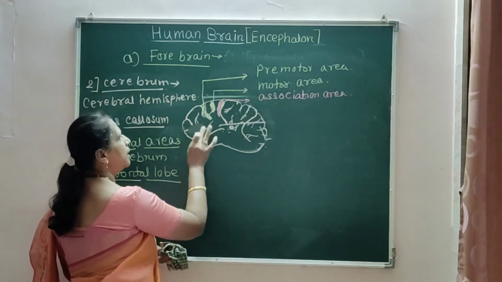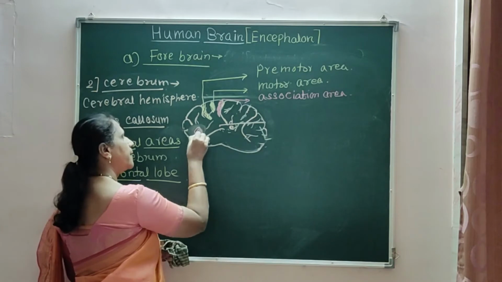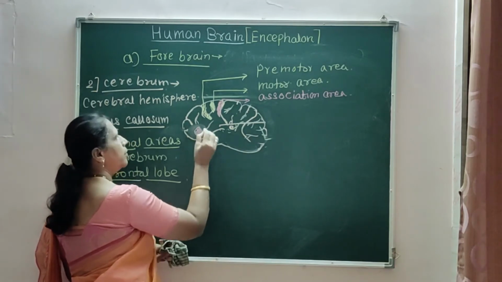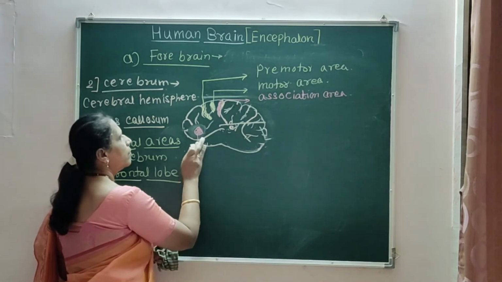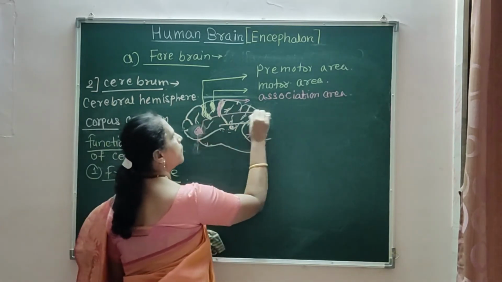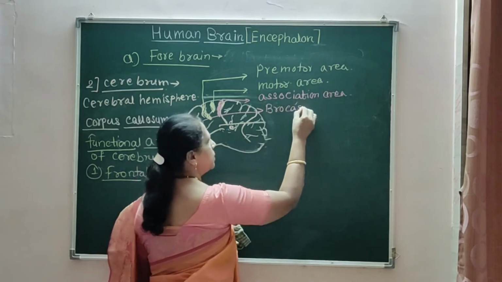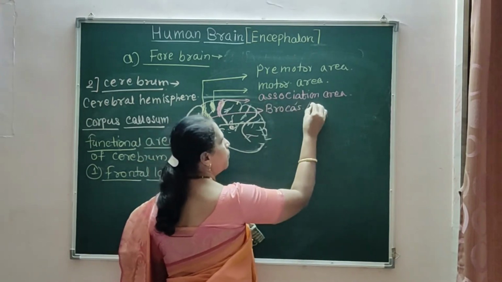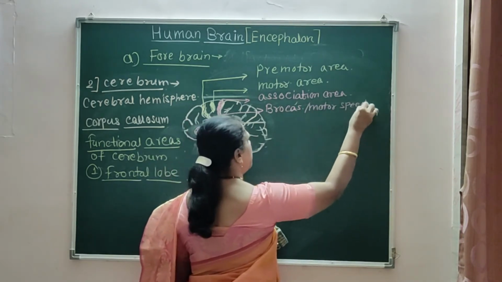Then in this frontal lobe there is Broca's area. This area is called Broca's area, which is also called the speech area or motor speech area.